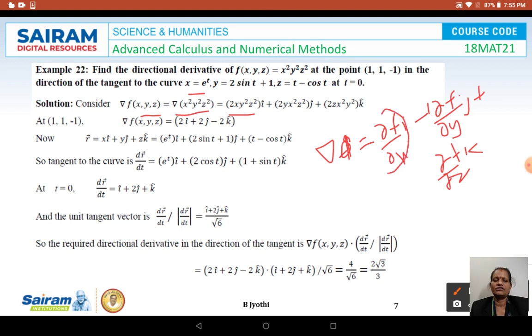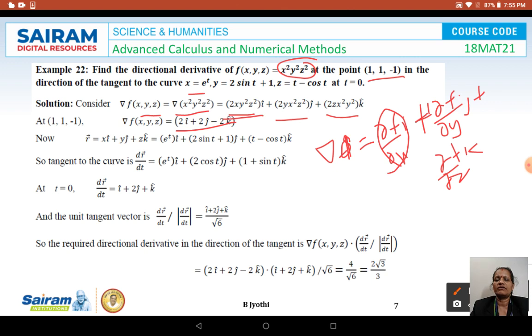That means if we differentiate x²y²z² with respect to x, we will get 2xy²z², with respect to y it will be 2yx²z², and with respect to z it will be 2zx²y² k. Then at the particular point (1, 1, -1), if we substitute, we will get 2i + 2j - 2k.